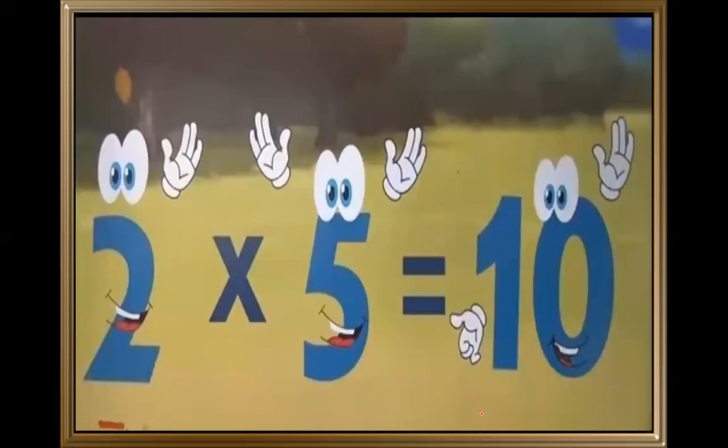Now 10 wants to know about more friends. Here the numbers 2 and 5 are also saying that we are the friends of 10. How? When 2 and 5 are multiplied together, they give the product 10. So 2 and 5 are the friends of 10. 2 and 5 are the factors of 10. So till now we have seen 3 friends of 10.